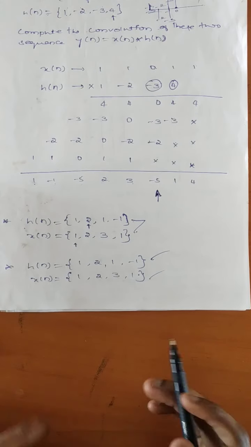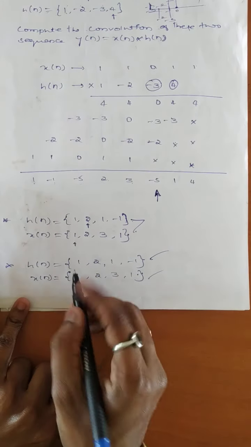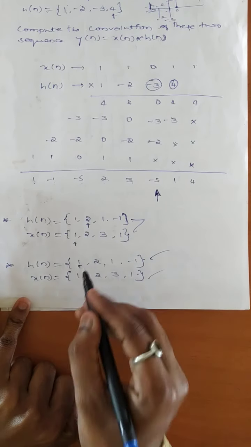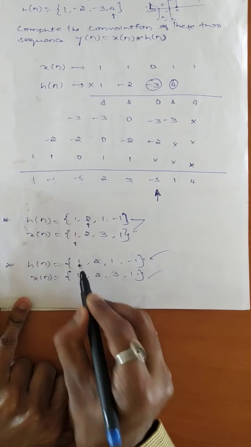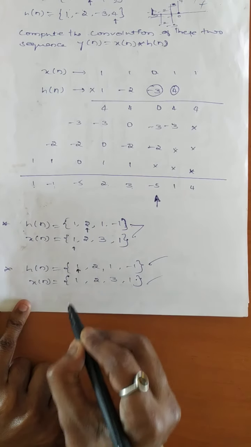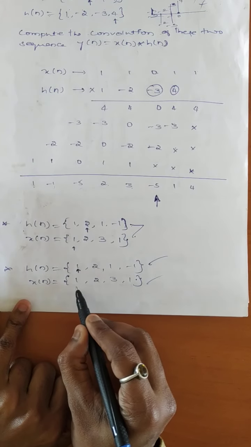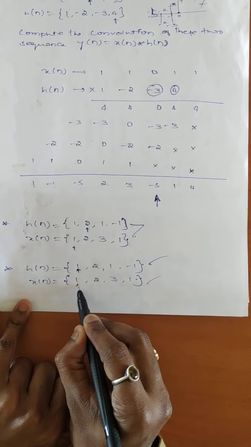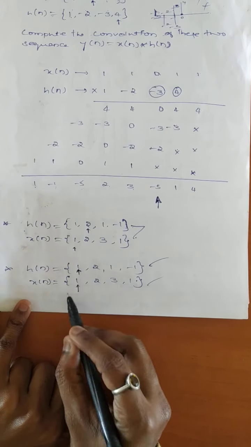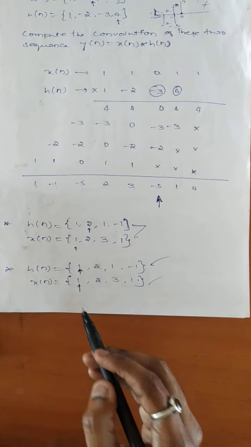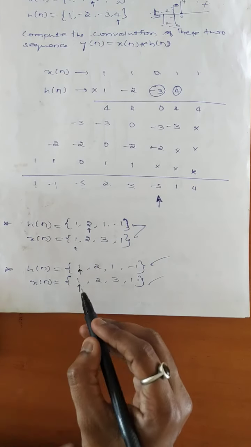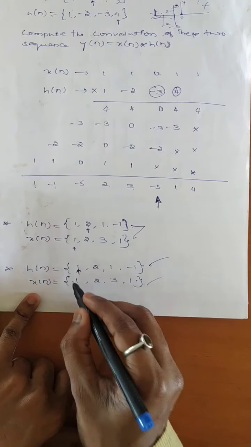We just have to consider the starting point itself as the 0th position. The starting point is 1 in case of h of n. So this will be considered as the 0th position, or an arrow mark indication. And in x of n also, the starting position is at 1. You can mark it as the 0th position. Here also you can consider the starting point itself as the 0th position. This is how we need to identify the 0th position.